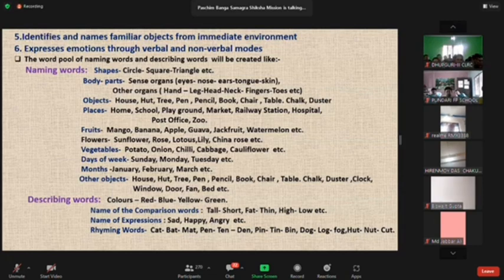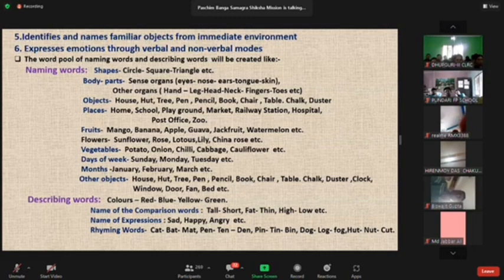Now the fruits: mango, banana, apple, guava, jackfruit, watermelon, etc. Flowers: sunflower, rose, lotus, lily, china rose, etc. Vegetables: potato, onion, chili, cabbage, cauliflower, etc. Now the days of the week: Sunday, Monday, Tuesday.